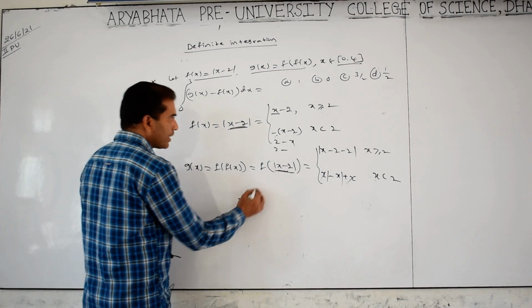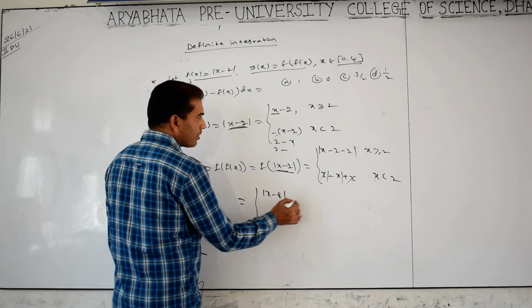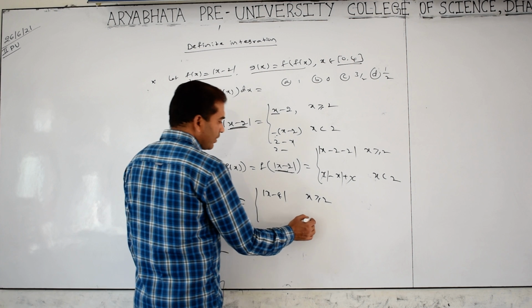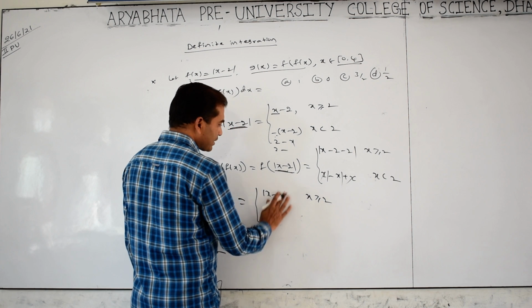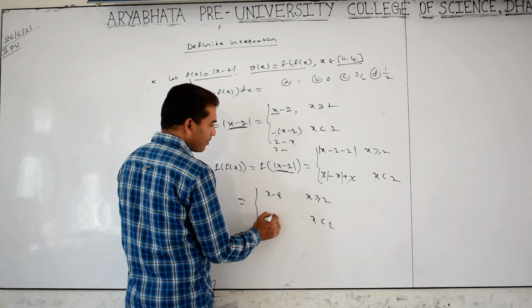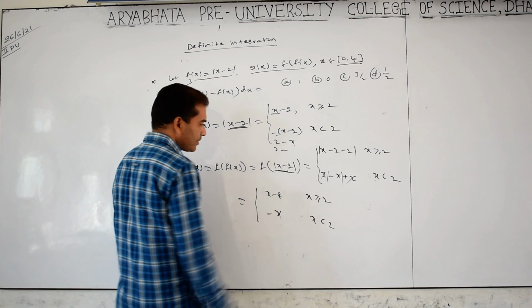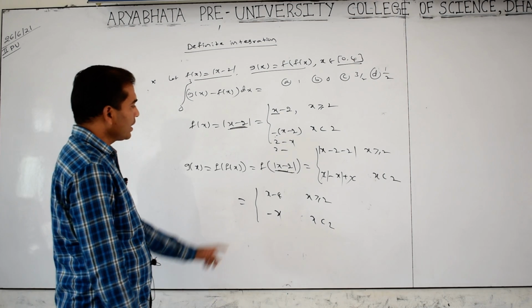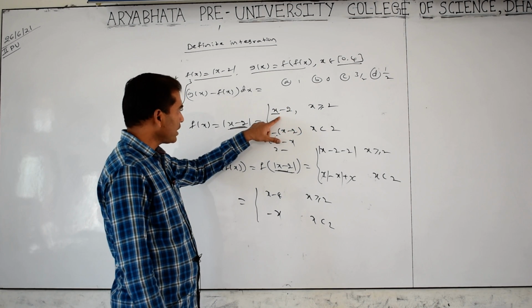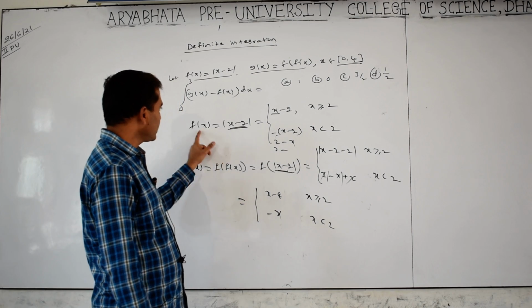So here we got mod of x minus 4 when x is greater than 2, so directly we can write x minus 4. When x is less than 2, it is mod of minus x, which means minus x. So above 2, x minus 4 is g of x and x minus 2 is f of x.